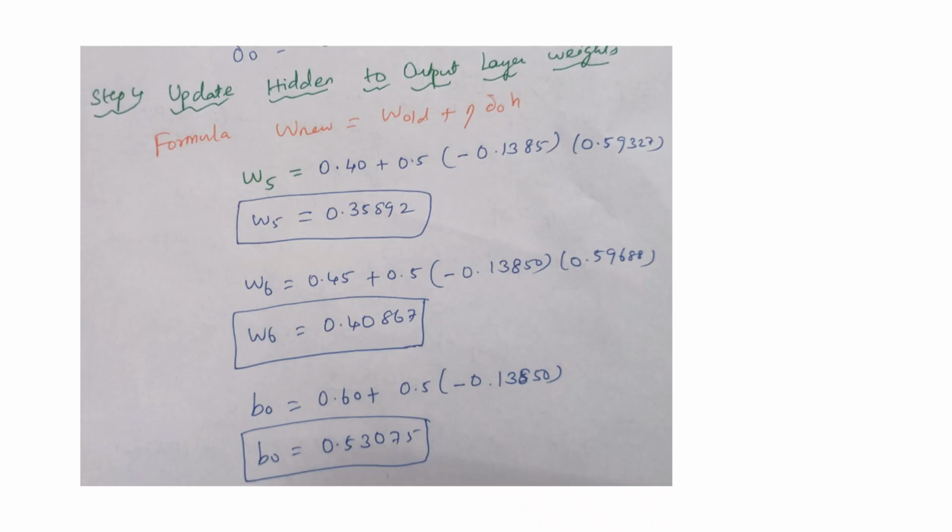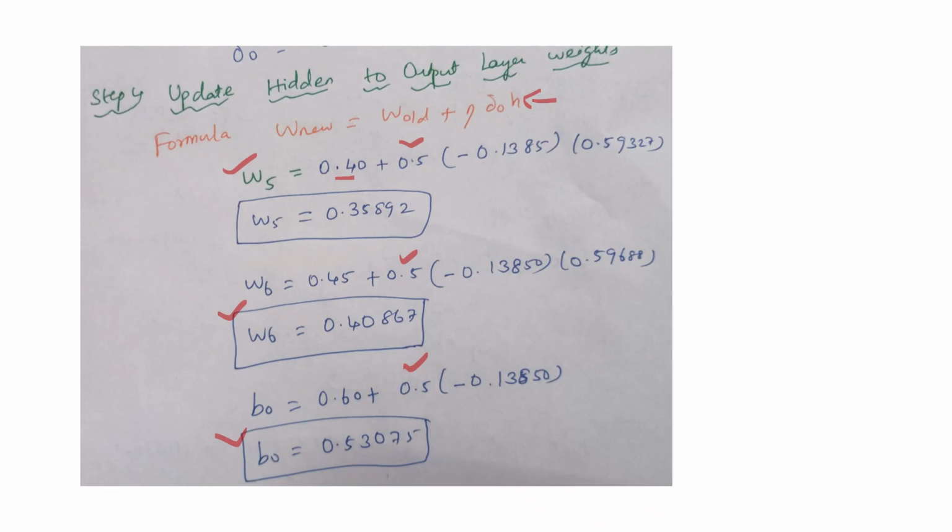Based on this, we have to update. This is the formula to update the weights in the output layer to hidden layer. From the output to hidden layer, we have three parameters: W5, W6, and the bias, which we also have to update. Already we know that for the hidden layer 1 to output layer, the old weight is 0.40. And this 0.5 is the learning rate given in the question itself.